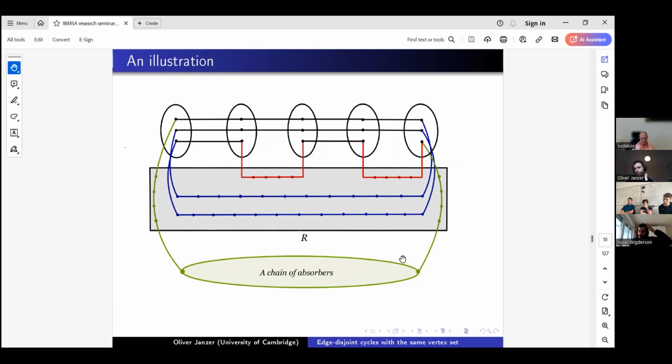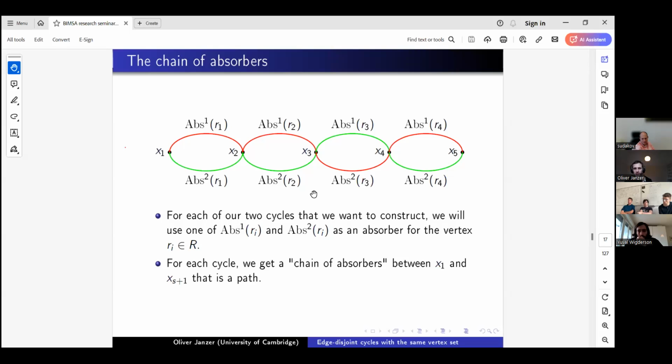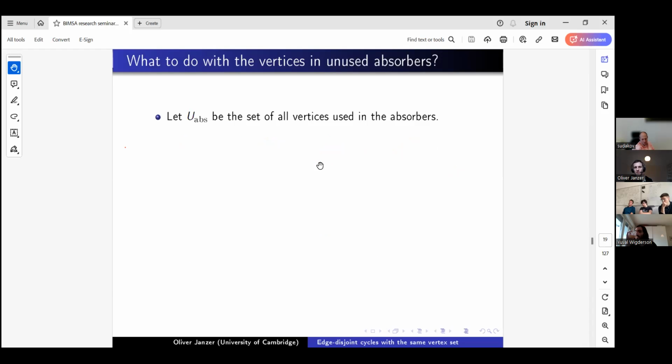Okay, so what is the issue here? I mean, what is the main task? Well, the problem is that the first cycle will use the red absorbers, fine, but both cycles need to use the same vertex set. So actually, what will you do with the green absorbers? The first cycle does not use the green absorbers, but it must use those vertices somewhere. So it must include the vertices in the green absorbers. So that's the main task we need to resolve.